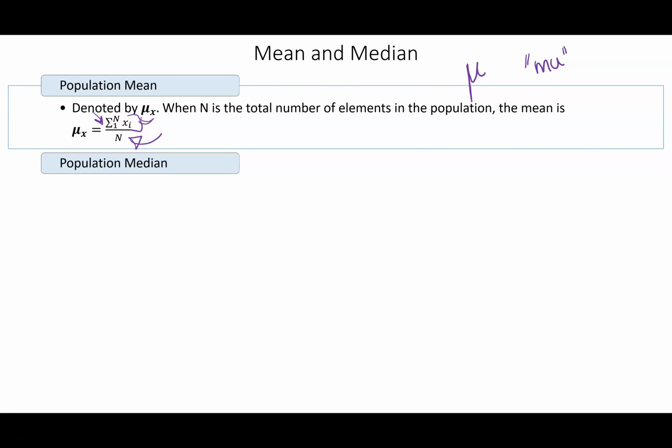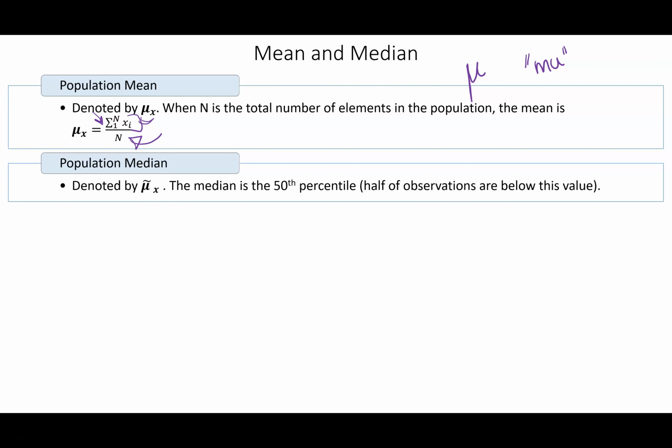Population median is denoted by mu with a tilde on top, and it's the 50th percentile. So if you were to line up all of your observations in ascending order, from smallest to biggest, half of the observations are going to be smaller than your median, half will be larger than your median.